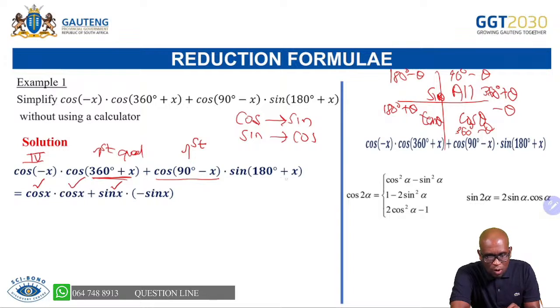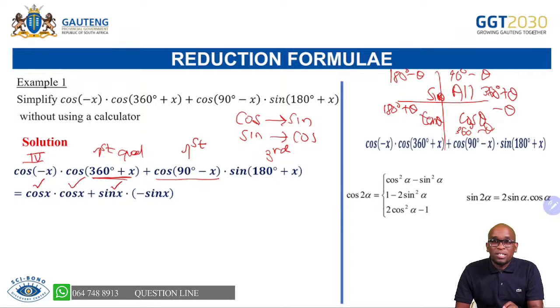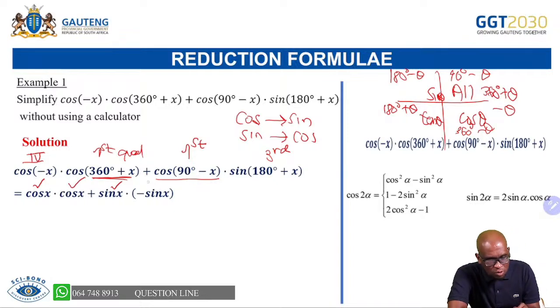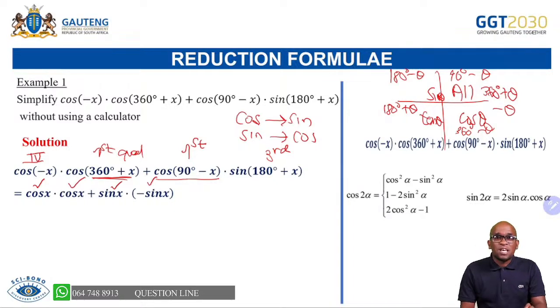Right, and then the last one, 180 plus. 180 plus is in the third quadrant. And if we go to the third quadrant, we see that only the tangent is positive in the third quadrant, which means all the other trig ratios are negative. So that is why this became negative sine x.